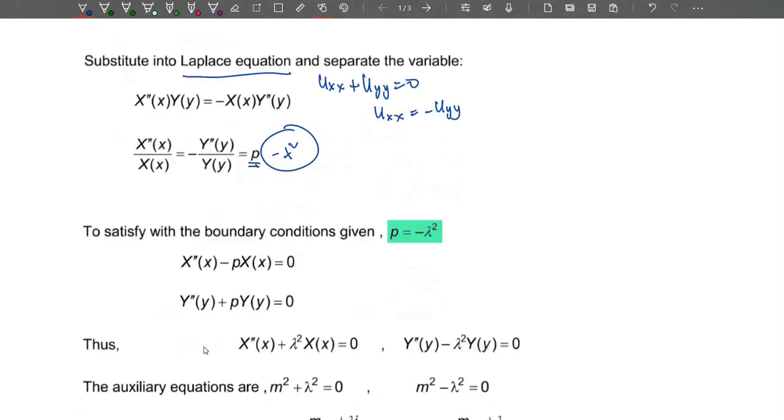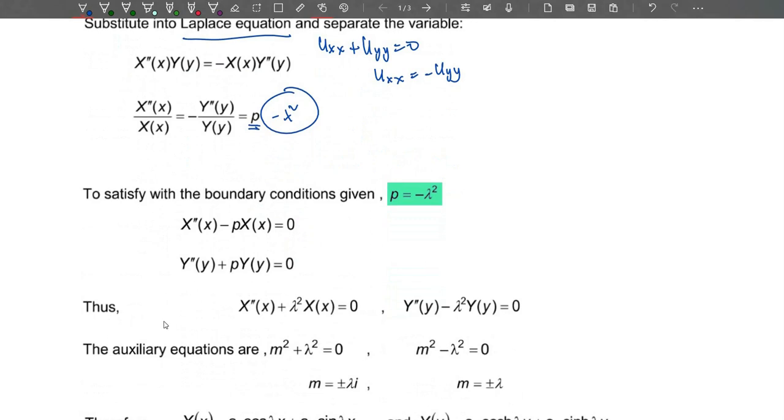Okay, and therefore we have this one. X double prime(x) plus lambda squared X(x) equal to 0, and the other one is Y double prime(y) minus lambda squared Y(y) equal to 0. Since we substitute p equal to negative lambda squared in this equation that has been derived from here to here and here to here. Okay, and so does this one, from this to here and until there.